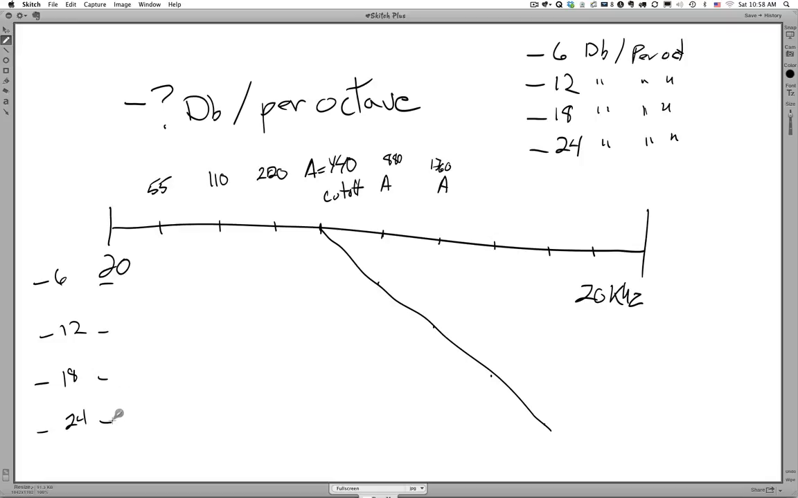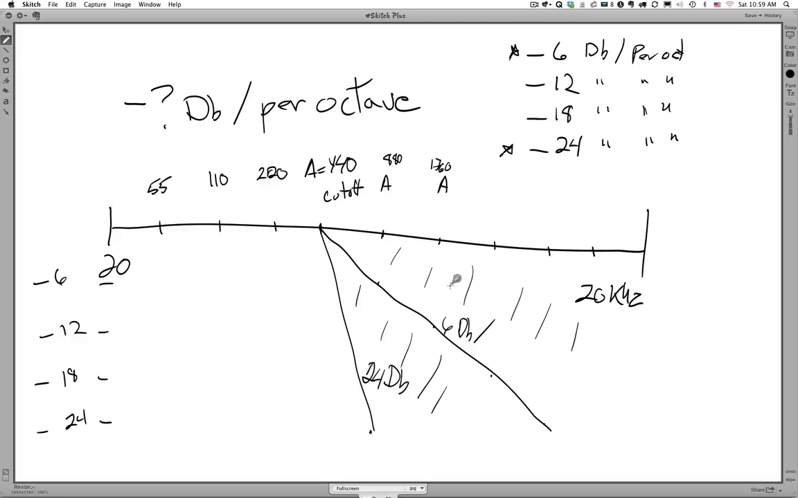Now, if we diagram a 24 dB per octave slope, how would that look? Same thing. We can go up one octave from our cutoff, and then we're going to drop 24 decibels. So down to right here. Now, if we plot these points, you'll see that the higher decibel per octave slope is a more drastic reduction in the frequencies. This 6 dB per octave slope does not remove as many frequencies. It only removes these. So it doesn't remove as many frequencies as our 24 dB per octave slope, which removes these and these. So it's a much more drastic slope.